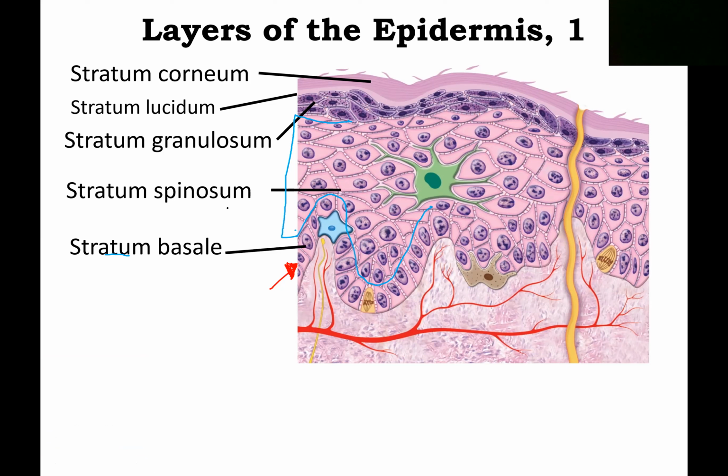The next one is stratum granulosum, and that's this dark purple layer. Stratum granulosum is where the cells begin to die. So kind of think of grandparents, they're older. The grainy appearance is because they're getting old, compressing, getting smaller.